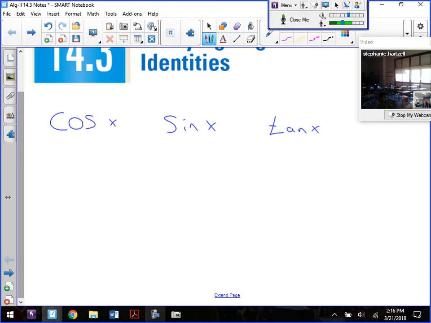Which means that if I say 1 over cosine, that's the reciprocal, correct? What does that have to equal? What's the reciprocal property of cosine? Secant. If I take the reciprocal of sine, what's the reciprocal property of that? Cosecant. And then the reciprocal property of tangent is cotangent.